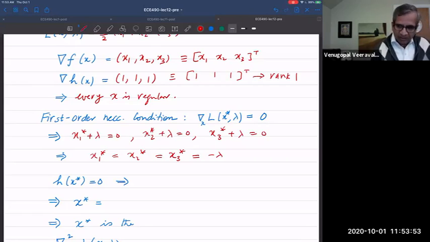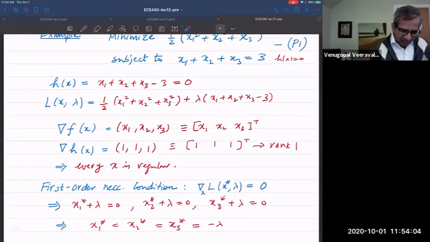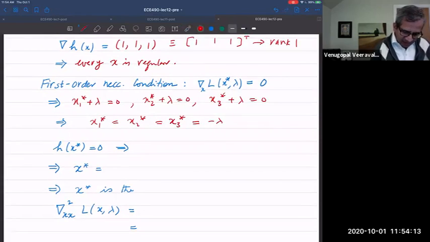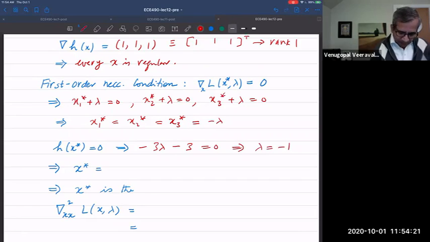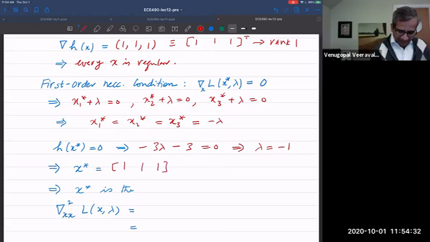So the fourth equation tells us that h of x star is equal to 0. But if you look at what h of x is, it's the sum of the x stars, and that's minus 3 lambda. So this means that minus 3 lambda minus 3 is equal to 0, which implies that lambda is equal to minus 1. And x star is equal to what? 1. All ones, the all ones vector. Right?